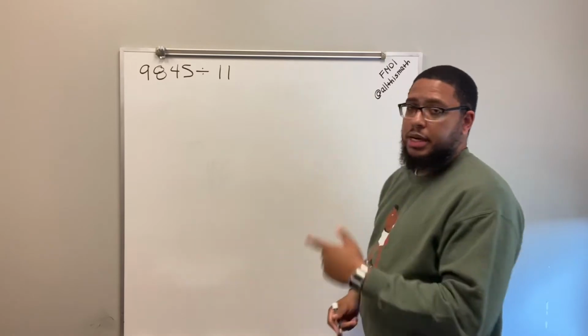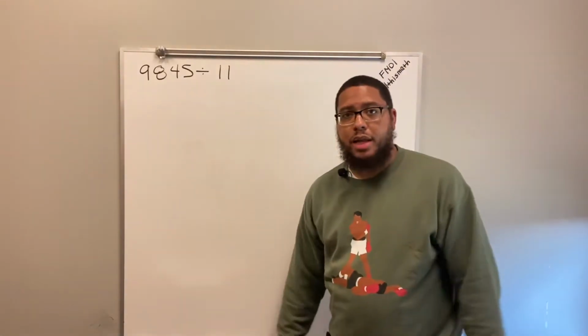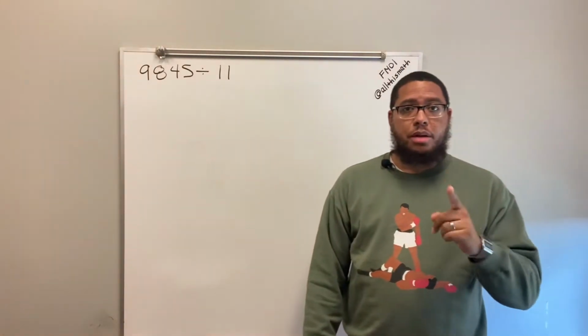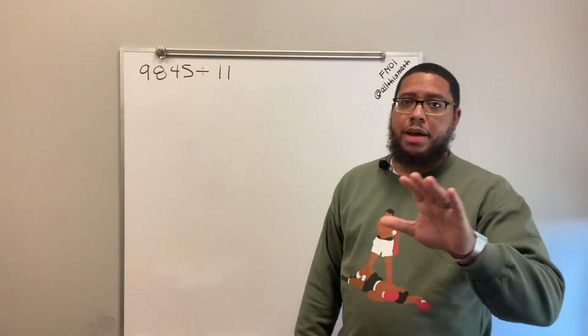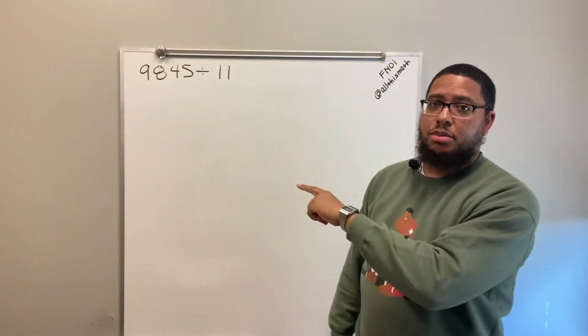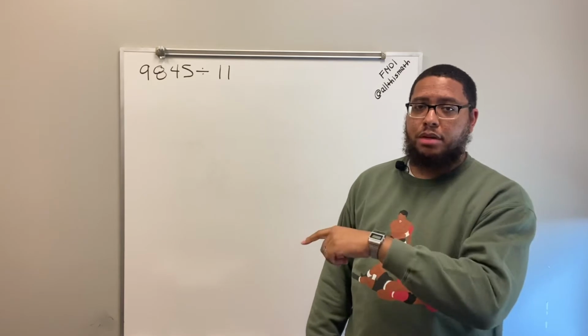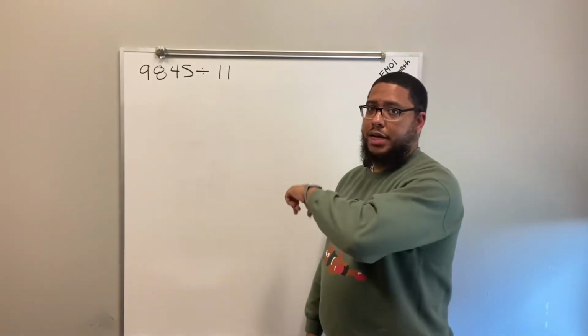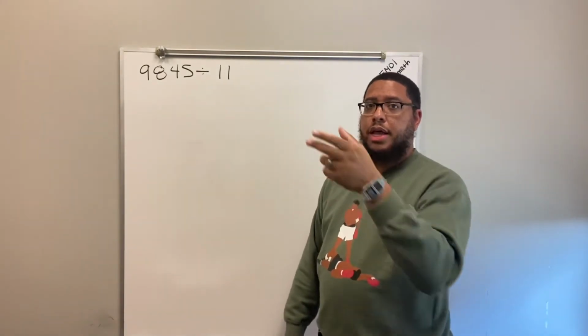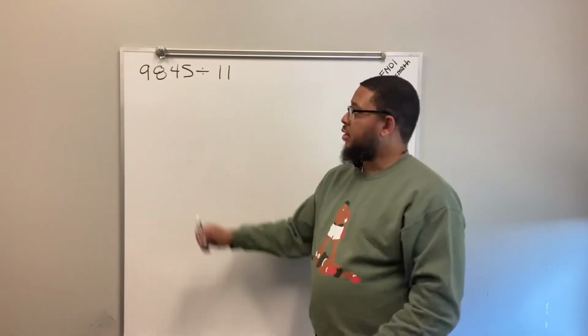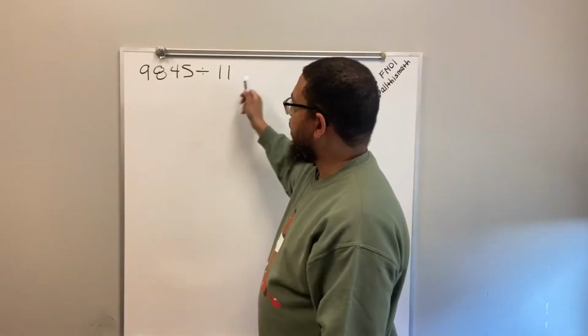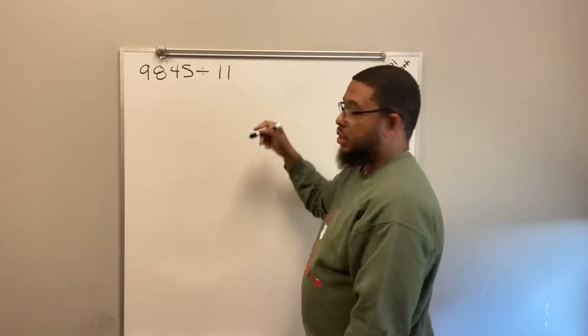So we have 9,845 divided by 11, right? The first number is called the dividend. I'm going to put you on with some mathematical vocabulary. The first number is called the dividend in a division problem. The second number is the divisor in a division problem. Now the answer is called the quotient. So we got dividend, divisor, and this is going to be equal to the quotient.